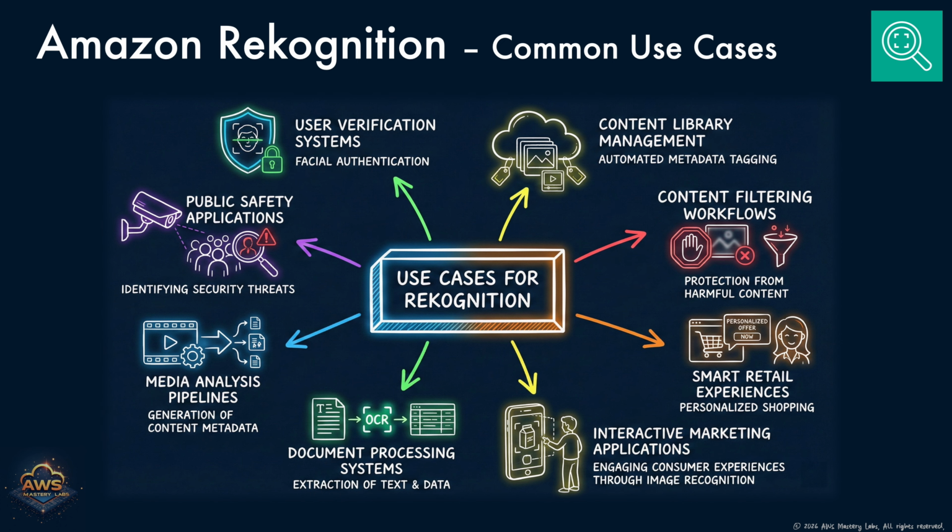Rekognition also contributes to document processing systems, where its text detection capabilities help extract data from forms, receipts, shipping labels, and more. This enables automation in tasks like expense reporting, invoice matching, and digital archiving. And finally, Rekognition brings creativity to life through interactive marketing applications. From virtual try-ons to interactive displays that respond to customer presence, businesses can use computer vision to create immersive, engaging brand experiences.